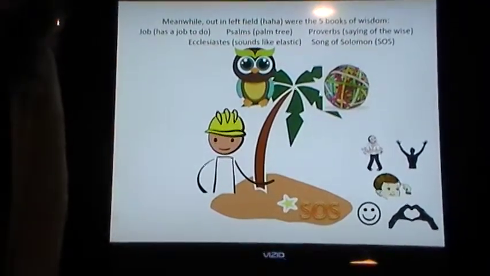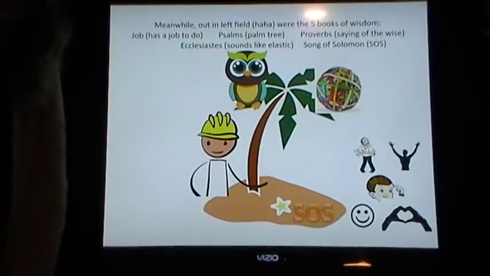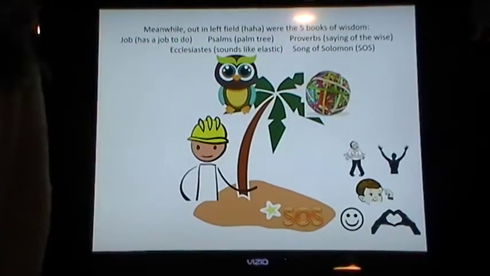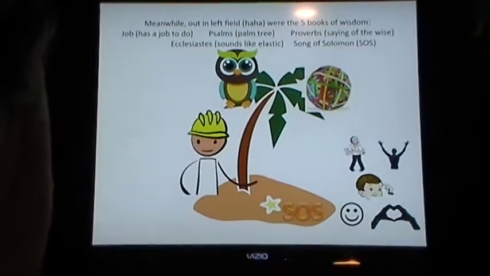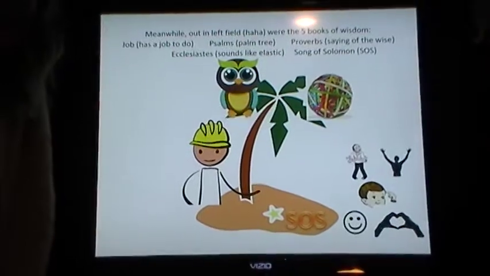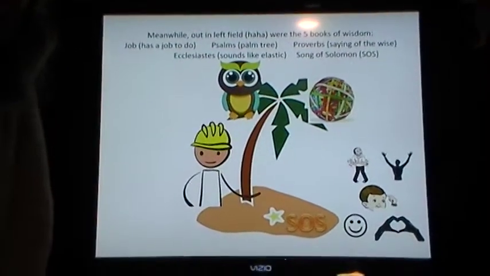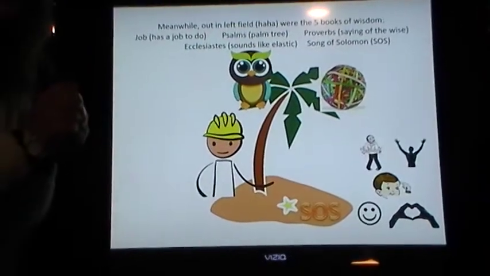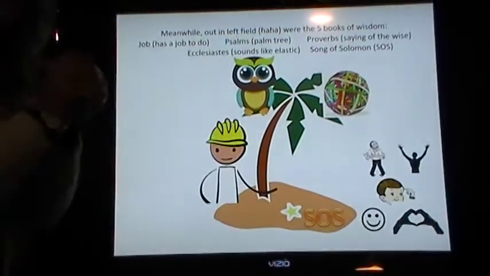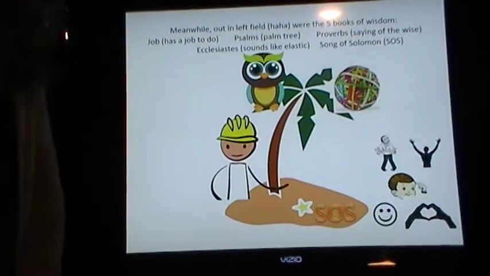Okay, this is a bit of a stretch. This ball of rubber band, I want you to think of that as elastic. Okay? So this palm tree is growing this elastic fruit. Okay? It stands for Ecclesiastes. It's a bit of a stretch, don't you think, to go from elastic to Ecclesiastes? A bit of a stretch. Do you get it? All right.